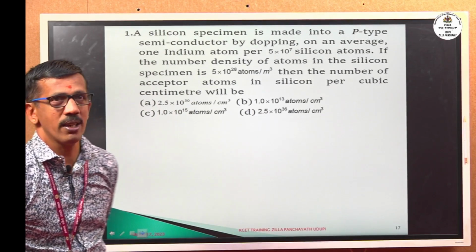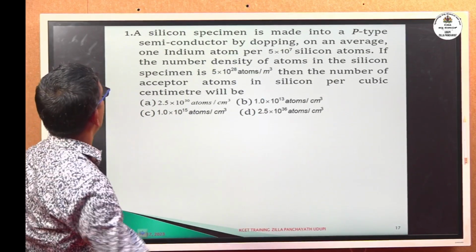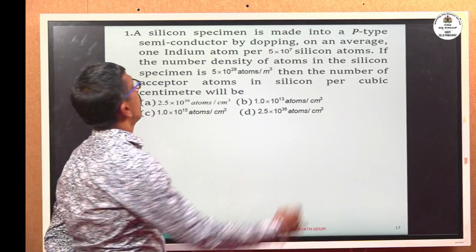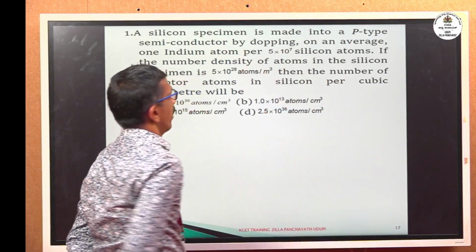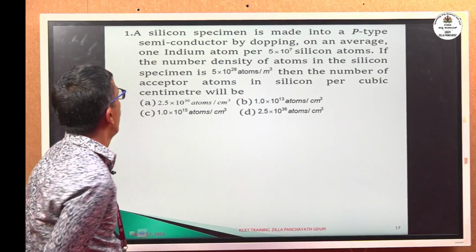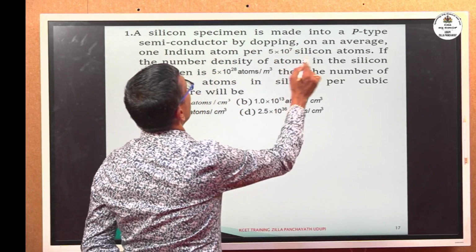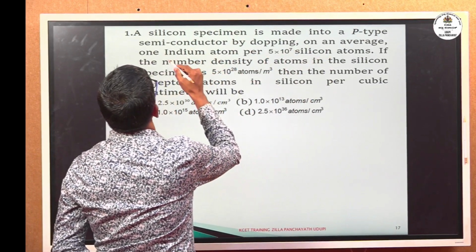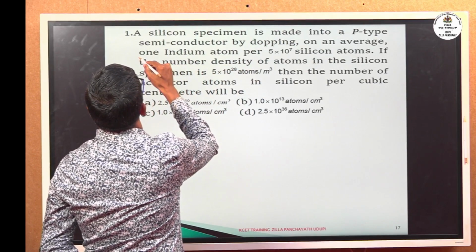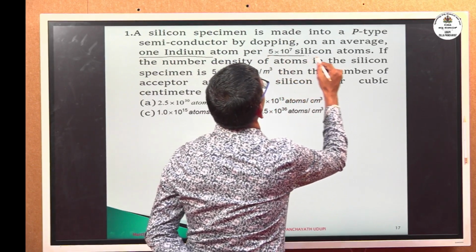Just read the question 2 or 3 times. A silicon specimen is made into a p-type semiconductor. A silicon specimen, silicon is a pure semiconductor, is made into a p-type semiconductor by doping on an average of 1 indium atom per 5 into 10 power 7 silicon atoms.